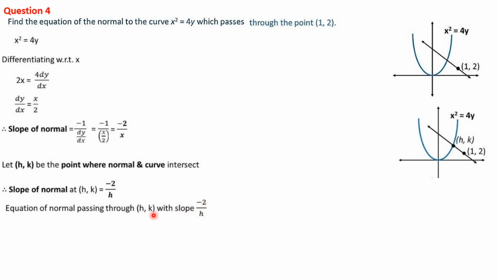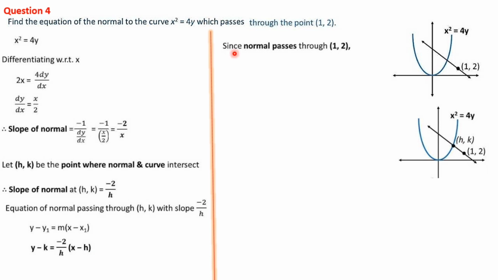Then the equation of the normal passing through (h, k) with slope minus 2 by h. We have got the point as well as the slope, so using the point slope form we can write the equation. That means y minus y1 is equal to m into x minus x1. Here x1, y1 is h, k, and m is minus 2 by h. Substituting, y minus k is equal to minus 2 divided by h into x minus h.